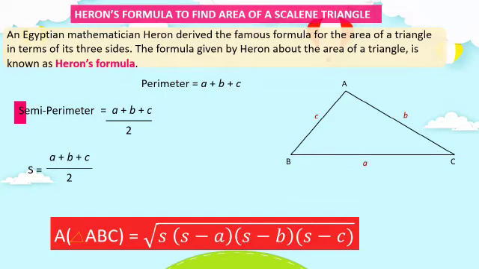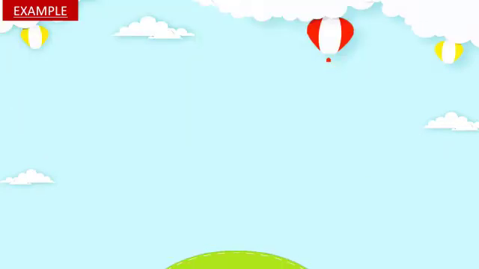Now, we can write the area of a triangle ABC is equal to square root of S into S minus A into S minus B into S minus C, where S is the semi-perimeter and A, B, C are the sides of the triangle. This formula is known as Heron's formula. Let us take some examples.